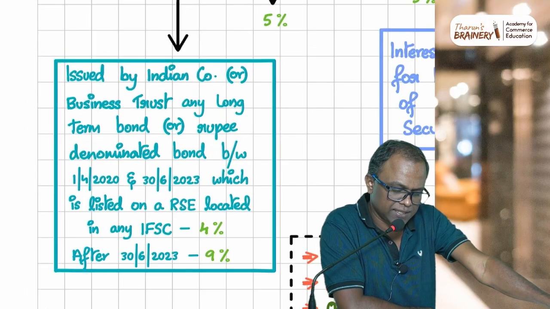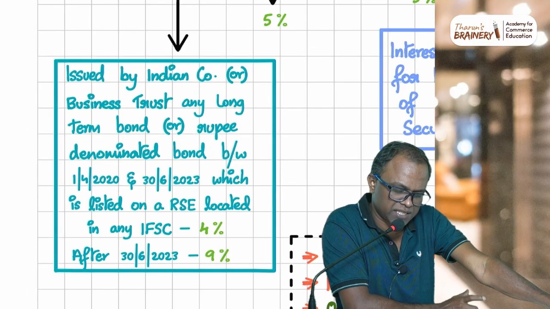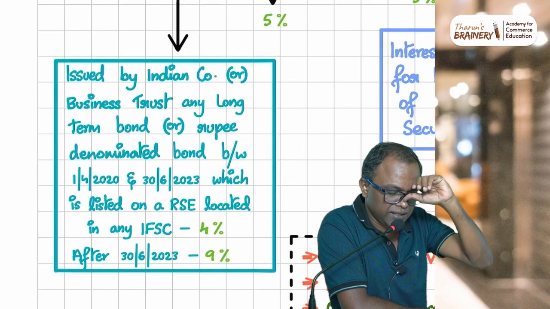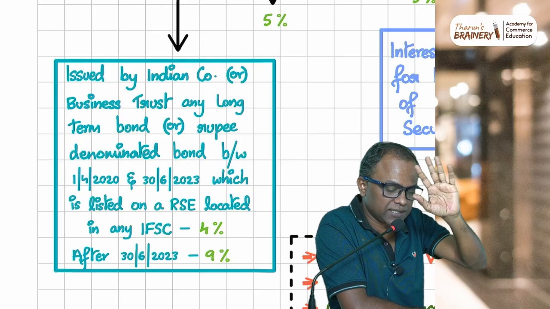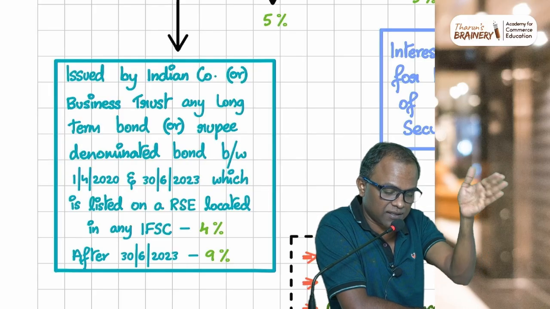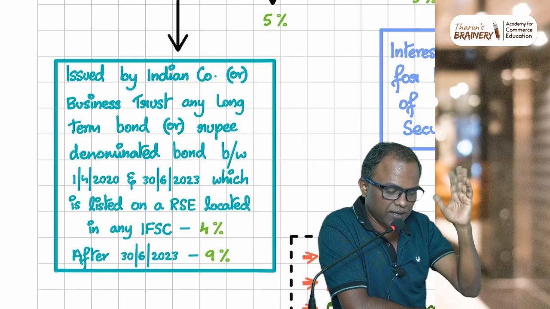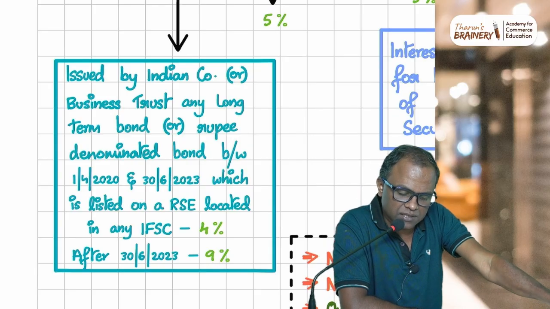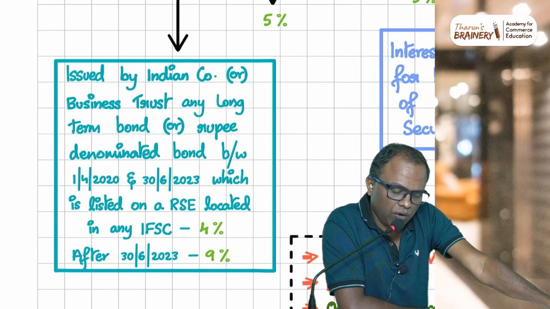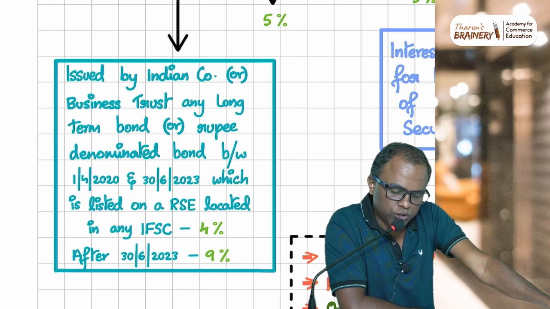In between, there is a very concessional rate of 4%, but a specific period is mentioned. That period you have to learn by heart. In NR taxation, the most complicated area is interest, because different dates and conditions will confuse. So learn by heart. For an Indian company or business trust or any long-term bond or rupee denominated bond, the period is 1/4/2020 to 30th June 2023.